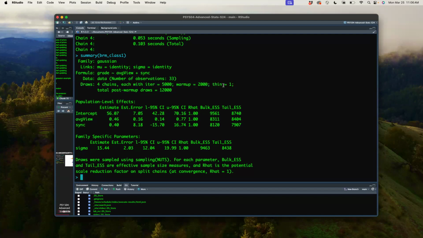Thin refers to how many of the Markov chain Monte Carlo samples we want to take. Here we're just taking all of them. If we set it to 1, we take all; if we set thin to 5, it would take every 5th sample.